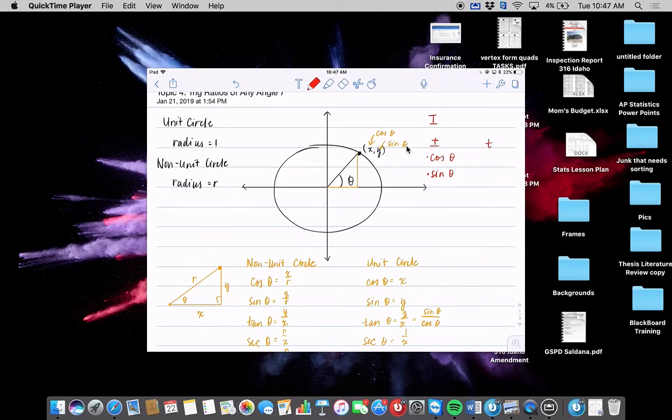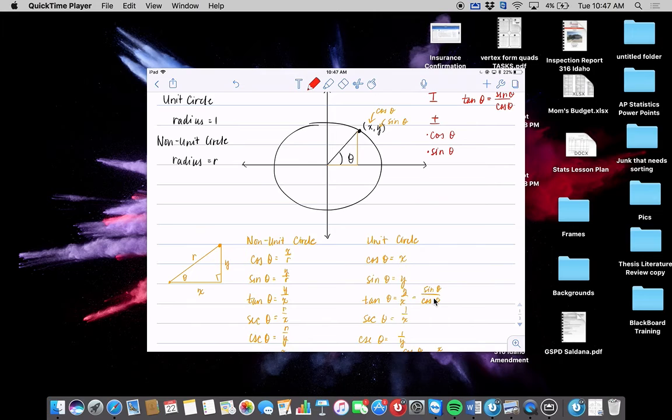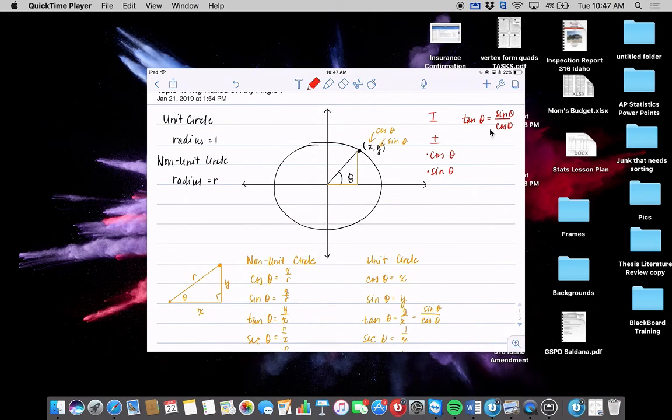If you recall, tangent, let me write it somewhere else. Tangent of an angle is equal to sine of theta over cosine of theta, right? In fact, we have it down here, right? Sine of theta over cosine of theta. Now, if sine is positive and cosine is positive, then tangent will also be positive. Tangent of theta is also positive. Now, if cosine is positive, then the reciprocal of cosine is also positive. So we have that secant of theta is positive. Same thing with cosecant of theta and cotangent of theta.